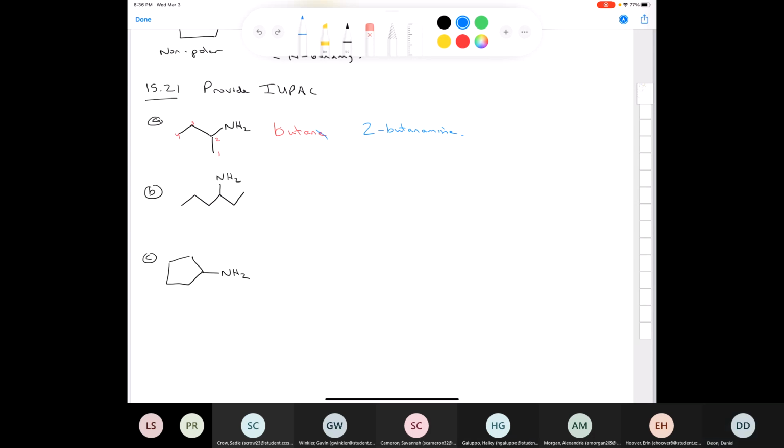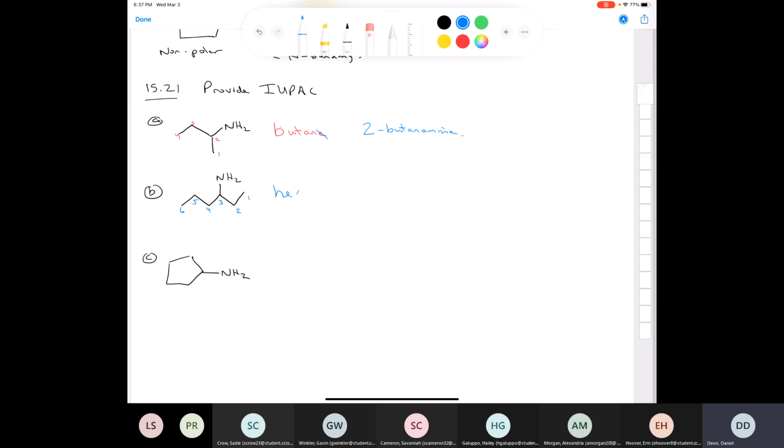From the right side. Yeah, it's B from the right side. Because if I was to go from this side, I'd have 1, 2, 3, 4. Right, I'd have number 4 for the carbon with the nitrogen on it. But if I start going from the right-hand side, then I have 1, 2, 3. 3 is lower than 4, so this would be the correct way.